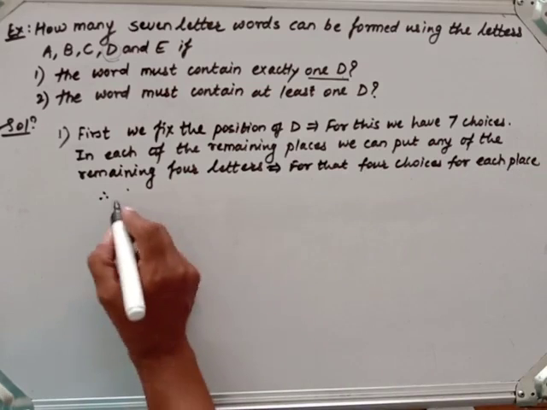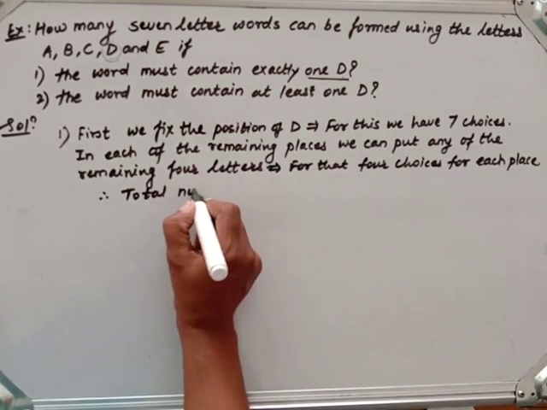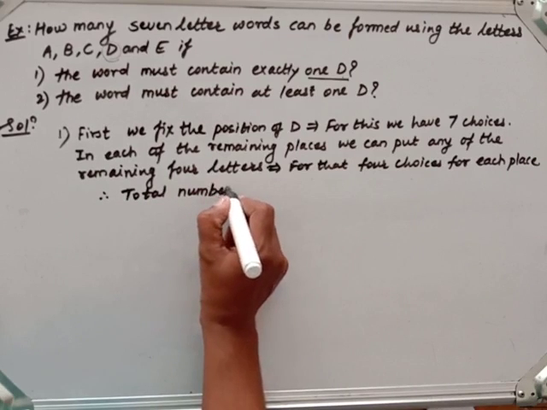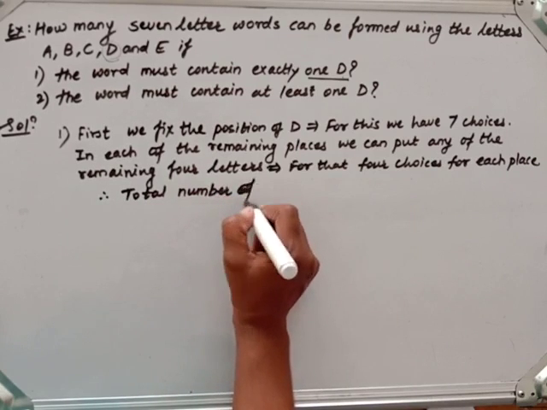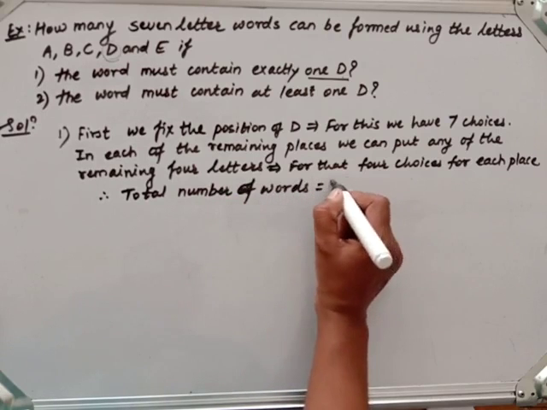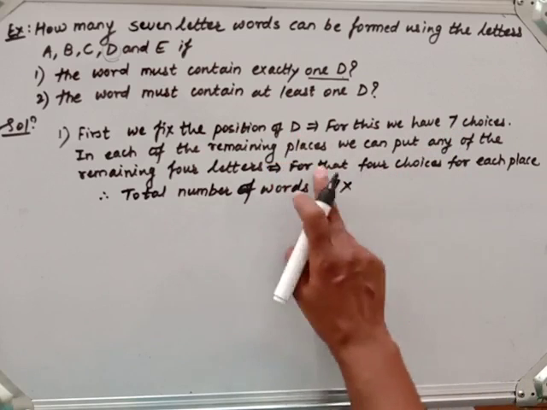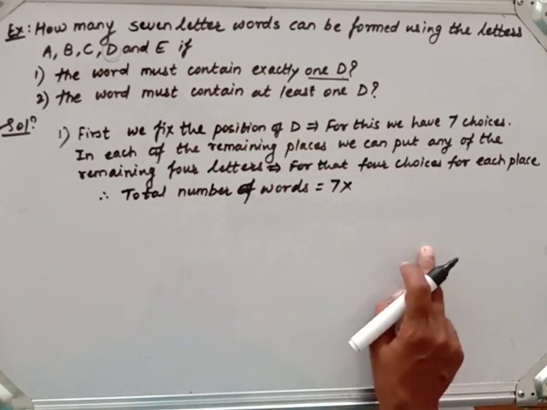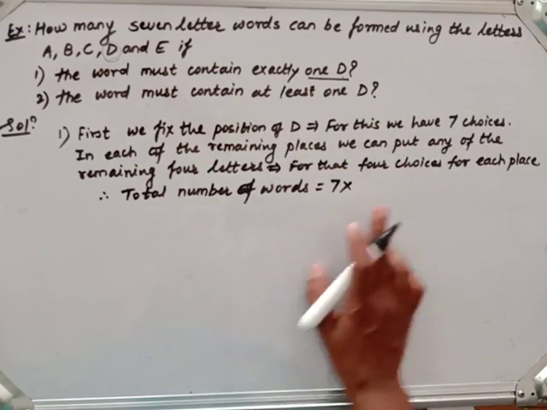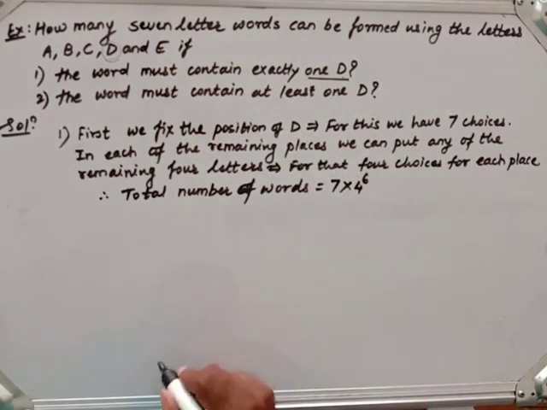Fine. Now therefore the total number of words of this kind are how many? 7 is for D only, and the remaining 6 places are there, and for each place there are how many choices? 4 choices. So it will be 7 times 4 raised to 6.